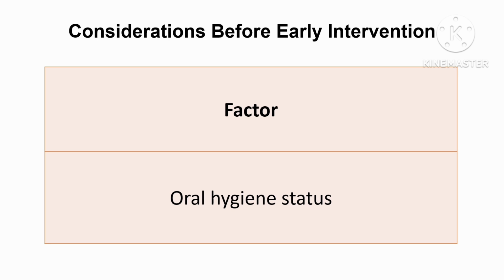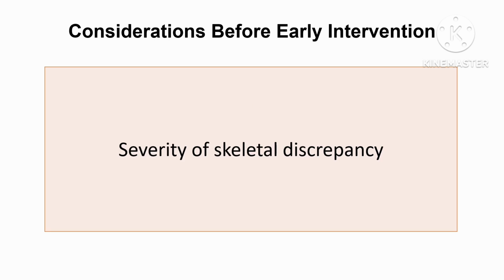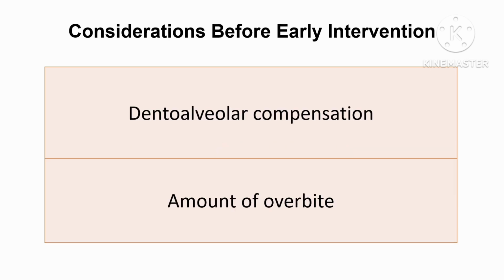A consideration before early intervention of anterior crossbite is that first, the child's oral hygiene must be good. Then the severity of skeletal discrepancy should be evaluated. If it's too severe, interceptive treatment might not be enough. We also check for dentoalveolar compensations like tipped incisors and amount of overbite, which can affect treatment planning. Importantly, the child's compliance and general health status must also support the planned intervention.